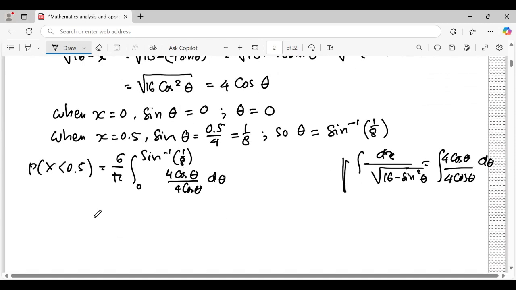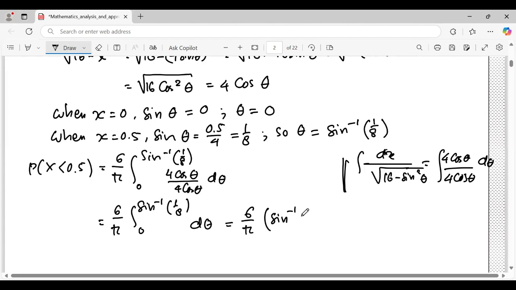And if it's 1, it's going to be 6 over pi, integral from 0 to sine inverse of 1/8, d theta. So it becomes 6 over pi times, substitute sine inverse of 1/8 and 0 into this integral.